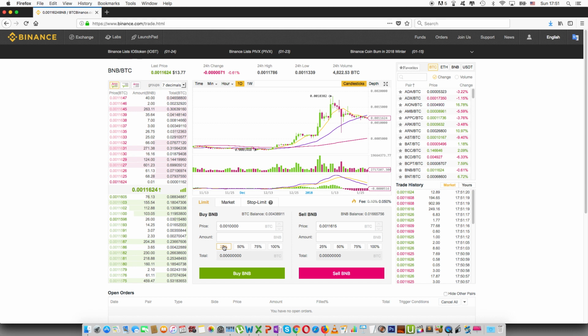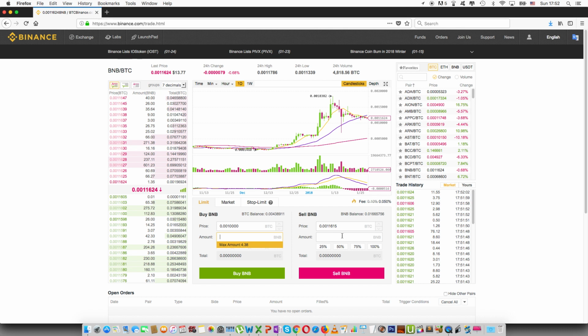Alternatively, you can select a quarter, 50%, 75%, and 100% of your current BTC. So it's easier to manage your portfolio. And simply press buy BNB here, and you would purchase the amount if the price hits this price that I have selected.